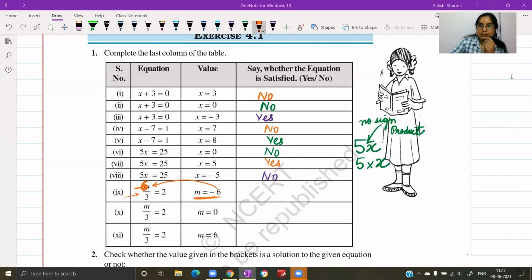Ninth part, the equation given to us is m by 3 equals 2. Once again, this is the equation given to us. The first value is m equals minus 6. So I'm just going to write down minus 6 in place of m. m को हटा दो, m की जगह पे -6 लिख दो. ये वाली वैल्यू. सॉल्व करके देखो राइट साइड से आंसर मैच होता है कि नहीं होता.